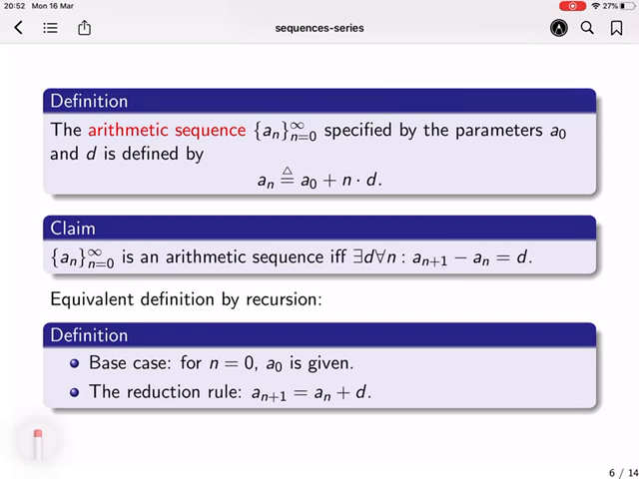Notice that the definition by recursion tells us that the difference between two successive elements is exactly d. This is what we have here in the claim, and therefore the sequence is an arithmetic sequence. Conversely, if we had an arithmetic sequence, then by the claim, the difference between two successive elements is exactly d, therefore the reduction rule holds, and therefore we get that the definition by recursion is equivalent to the first definition.